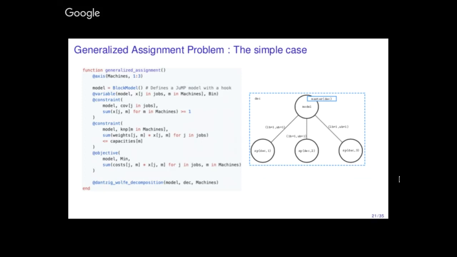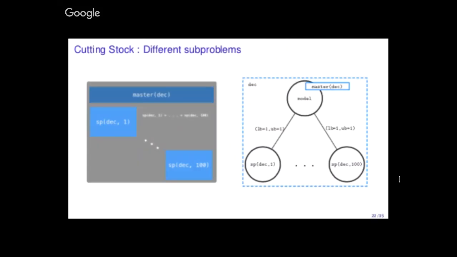So if you see here, we have X, JM for M in machines. And then once we have all this, we just call the decomposition, we give it a name, we say which axis I'm doing the decomposition on, and that's it.